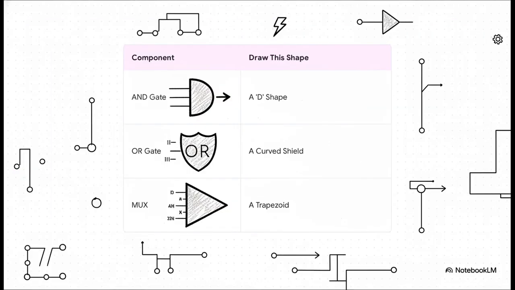And now for the ultimate, final, secret weapon exam hack. Listen closely. If your mind goes completely blank on a question, if you can't remember the words, draw the symbol. Seriously, examiners award points just for drawing the right shape. AND gate, it's a big letter D. OR gate, it's a curved shield. MUX, it's a trapezoid. Drawing the picture can snag you some easy points, and sometimes that's all it takes.